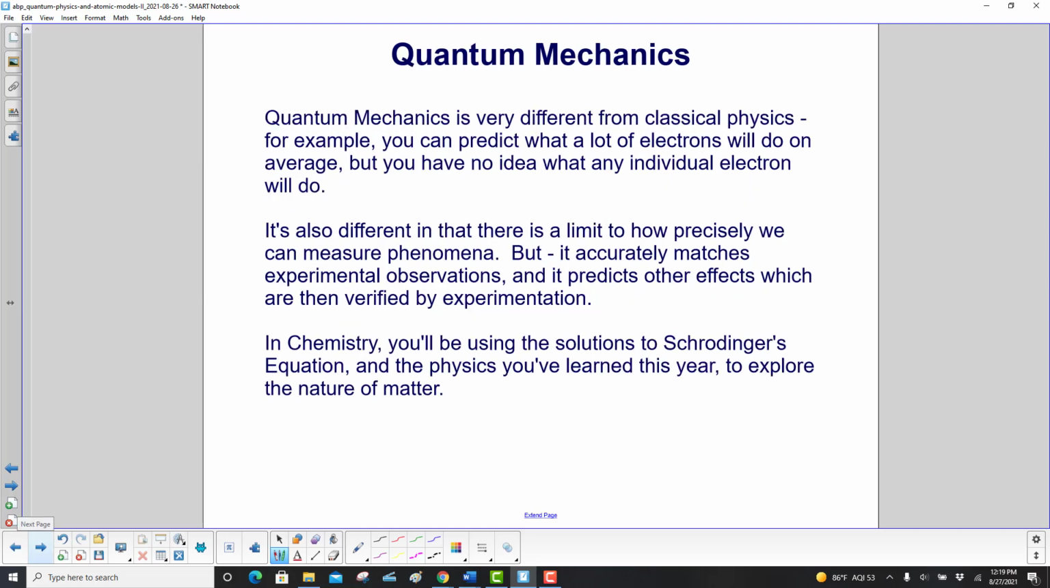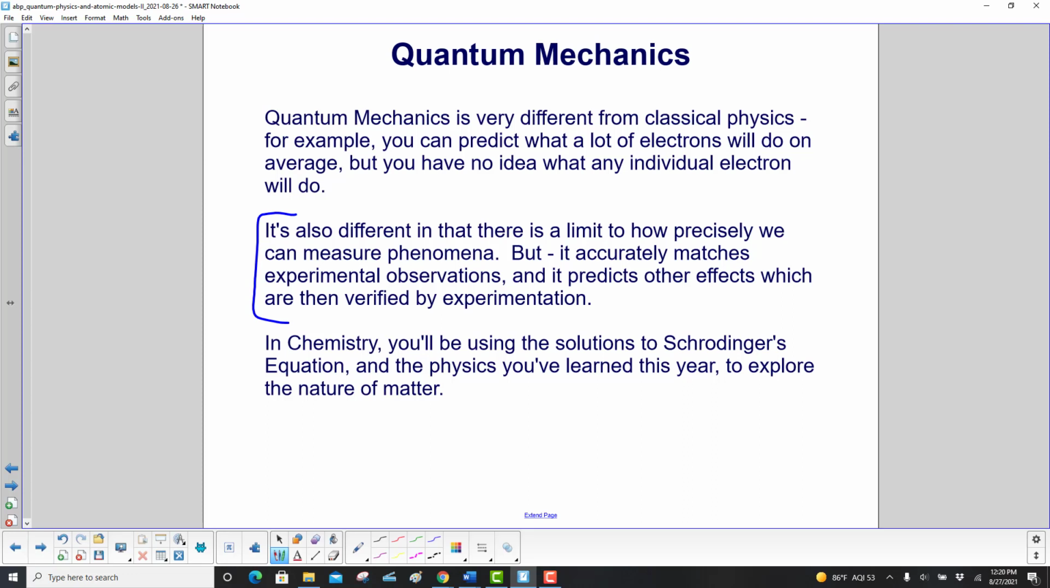Quantum mechanics is very different from classical physics. For example, you can predict what a lot of electrons will do on average, but you have no idea what any individual electron will do. It's also different that there is a limit to how precisely we can measure phenomena. But it accurately matches experimental observations, and it predicts other effects which are then verified by experimentation, which is the hallmark of a successful theory.